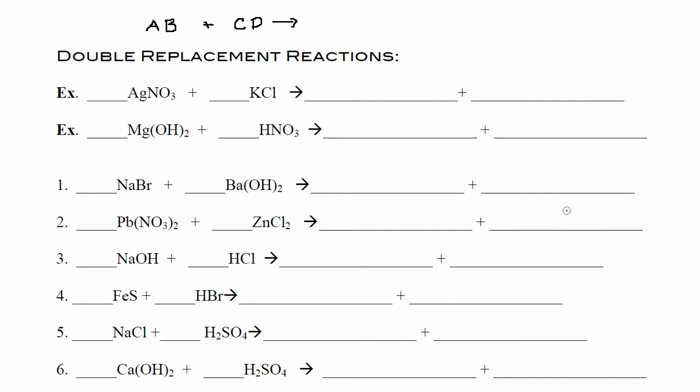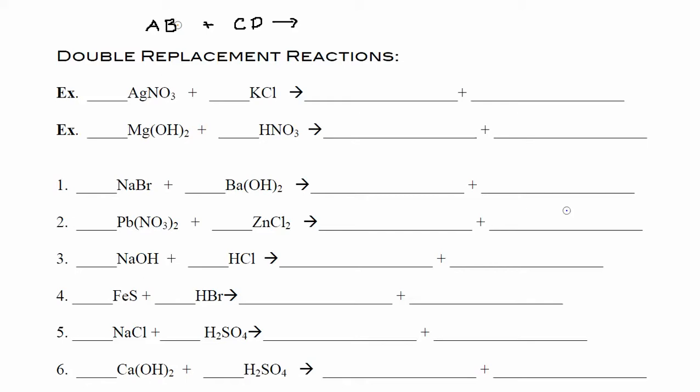They're going to switch partners. Now they switch partners in a very specific manner. Remember, your positively charged ion, which is A and C in this case, because it always goes first, A and C, they're going to switch partners. So A is going to go with D and C is going to go with B. Remember, a positive ion goes with a negative ion.